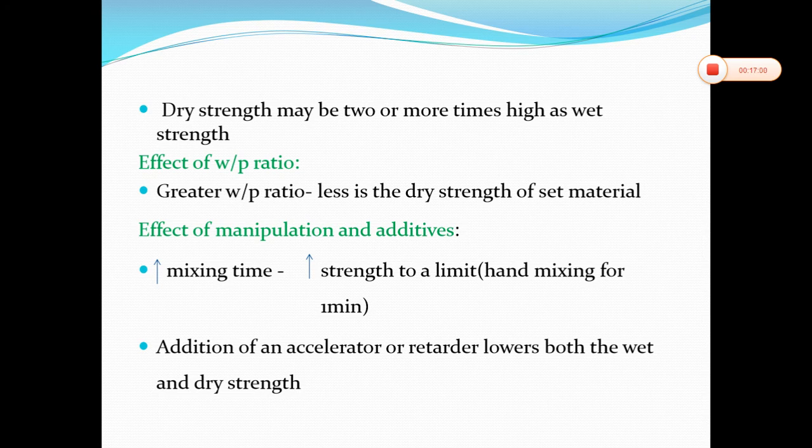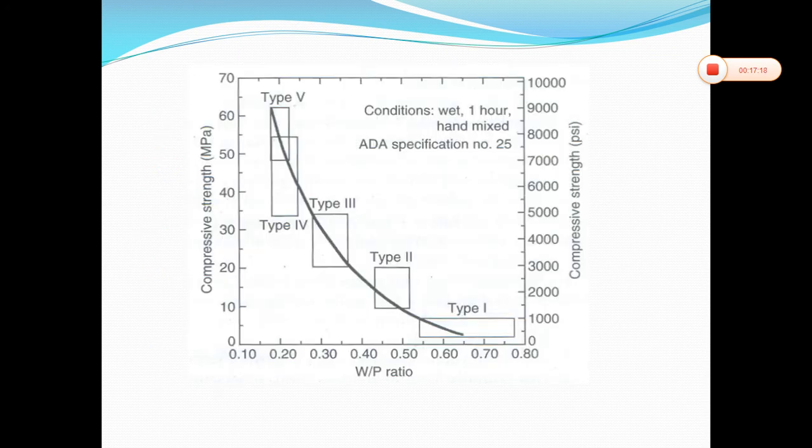Addition of an accelerator or retarder lowers both the wet strength and dry strength. Remember, if accelerators and retarders are added to the material, they lower the dry strength and wet strength because they inhibit the bonding of the crystals. See here, the more the water powder ratio, the less will be the strength. The less the water powder ratio, the more will be the strength. So more water powder ratio, less strength; less water powder ratio, more strength.